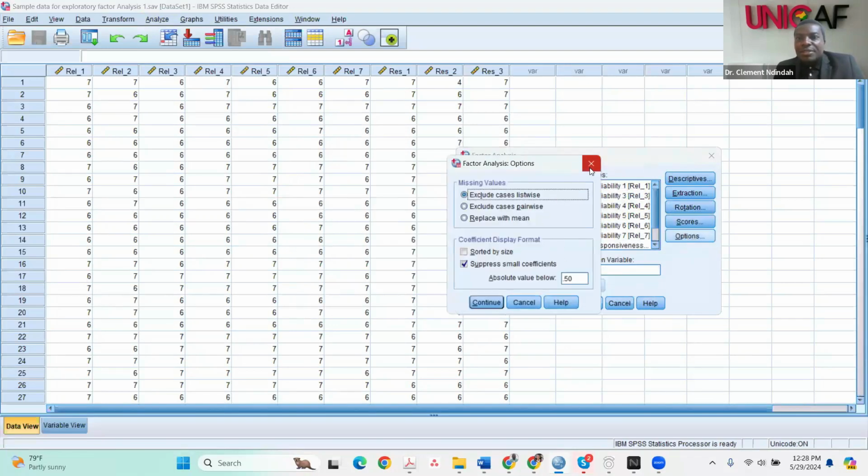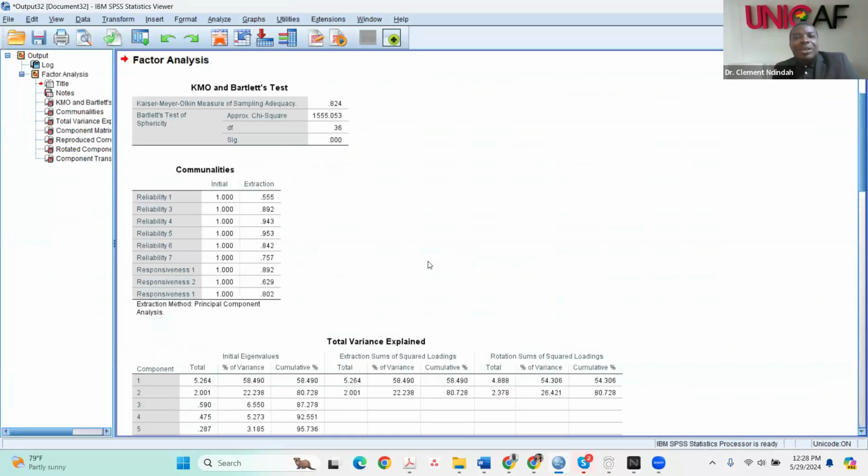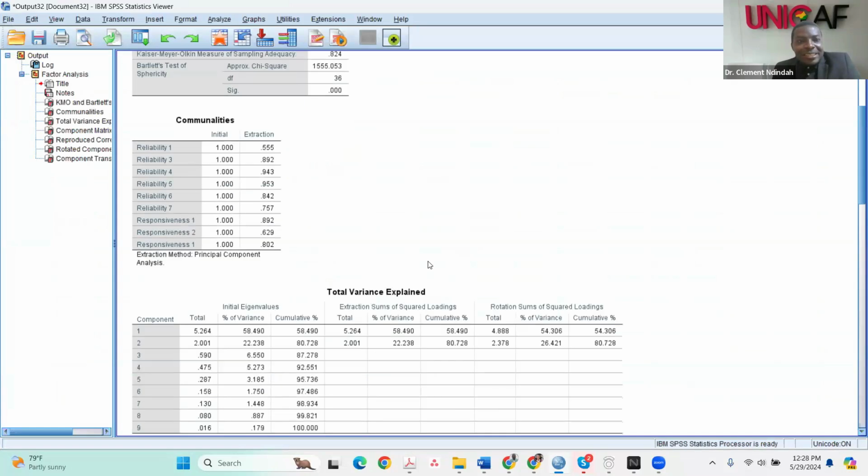Options, okay, 50%, so press that, okay, everything fine. And then we rerun our analysis. When we rerun our analysis, you would see reliability 2 is no longer included in our analysis.